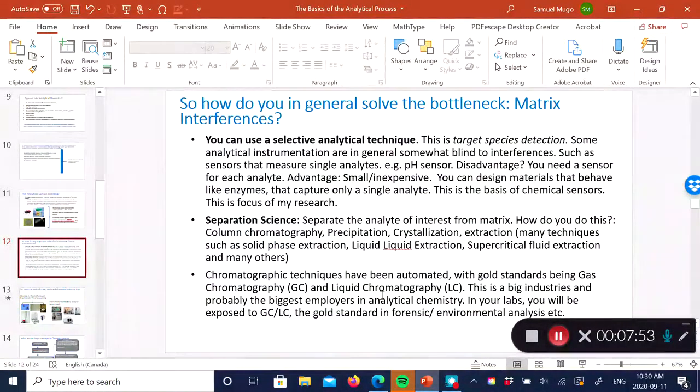So you walk into any big industry out there, be it environmental analysis, forensics, pharmaceutical companies, chances are they've got a couple of GCs, they've got a couple of LCs. So I would say separation science actually is the biggest employer, as far as analytical chemistry is concerned. And in the lab, you guys are gonna play with a GC instrument. You're gonna play with an LC instrument and get data and then play with that.